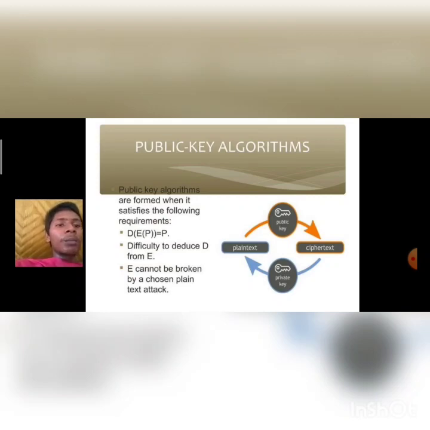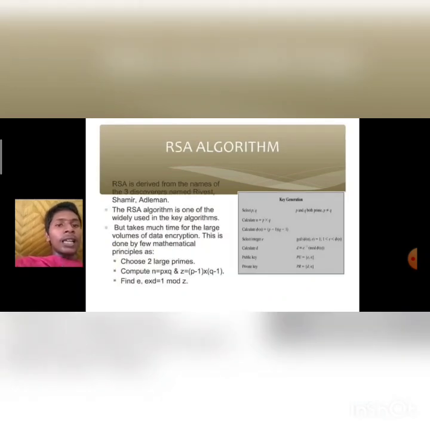Public key algorithms: public key algorithms are formed when they satisfy the following requirements. D(E(P)) is equal to P. It is difficult to deduce D from E. E cannot be broken by a chosen plain text attack. The public key is used to transform plain text to ciphertext, and the private key to convert it back to plain text. Next, this cycle continues.